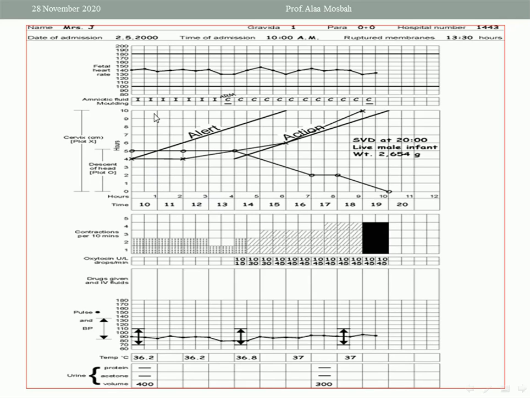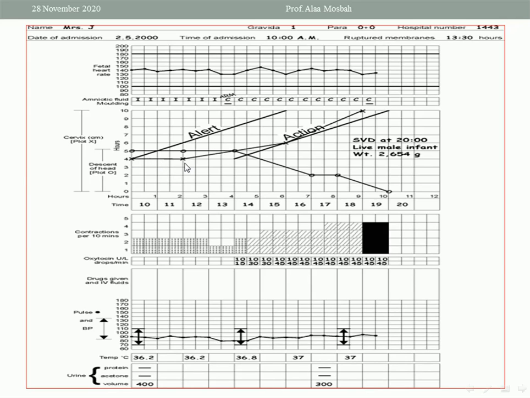Then here is the cervical dilatation. As you see, this X mark, then no progress in cervical dilatation for 2 hours. Then progress happened and continued till reaching full dilatation of the cervix.